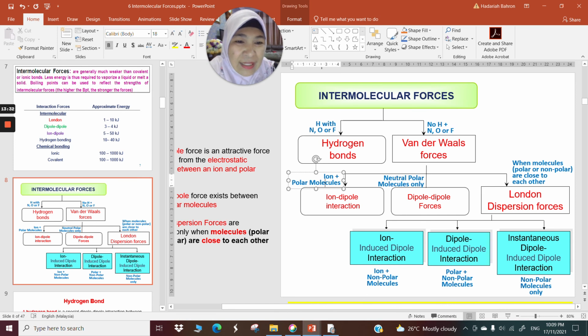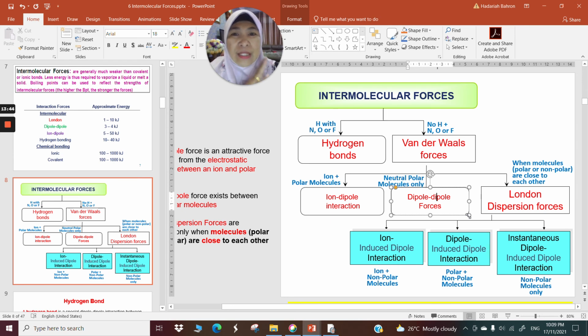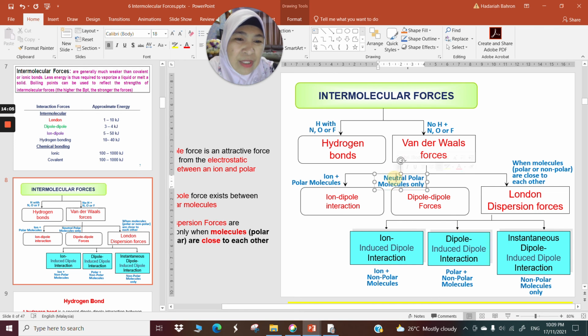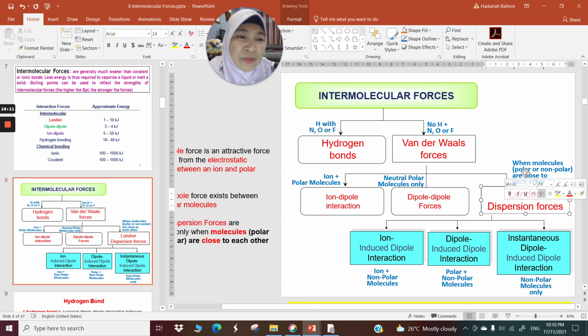Now, there is another type of van der Waals forces that you might encounter, which is called the dipole-dipole forces. When you talk about dipole and dipole, what comes to mind? Polar molecules. Neutral polar molecules, as molecules will always be neutral, interacting with one another will produce dipole-dipole forces, whereas the third type of van der Waals forces is called the London dispersion forces.